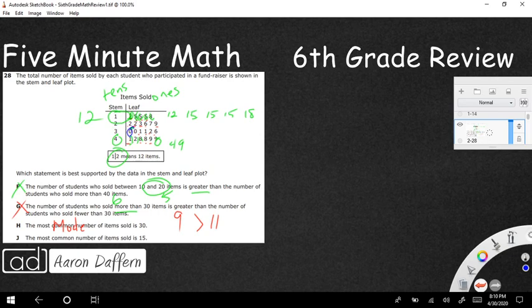How many 30s do we have? We've got 1, 2. How many 15s do we have? I've got 1, 2, 3. Well, there we go. There are quite a few numbers that have 2: 30, 31, 22, 48, 49. There's only one number that shows up 3 times, and that is the number 15. So your answer is J.